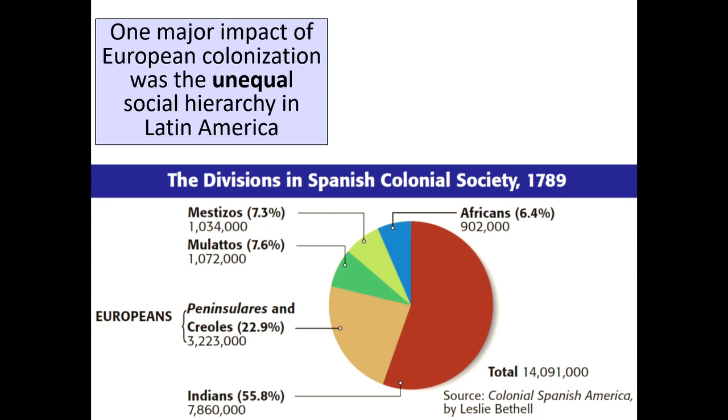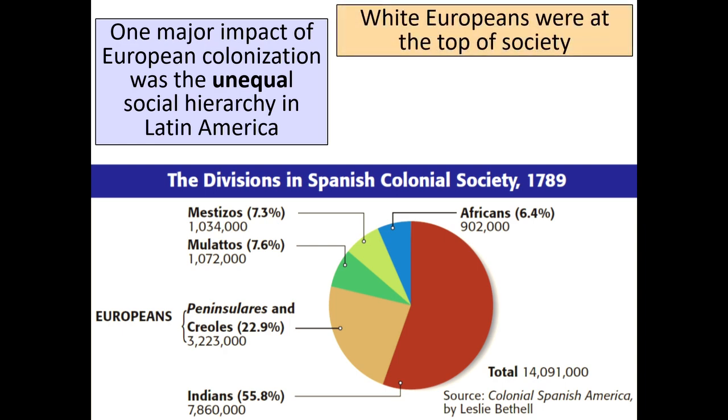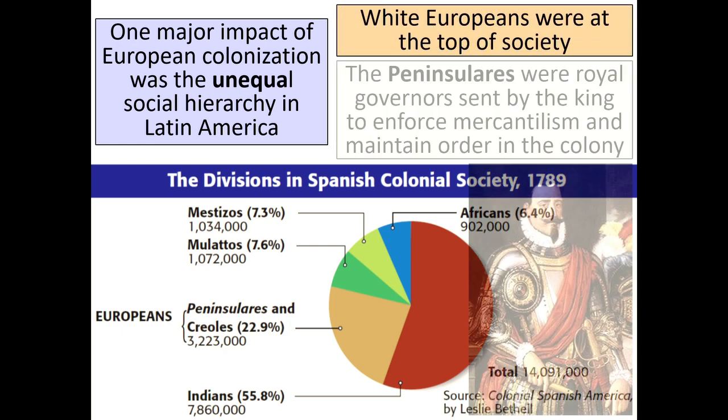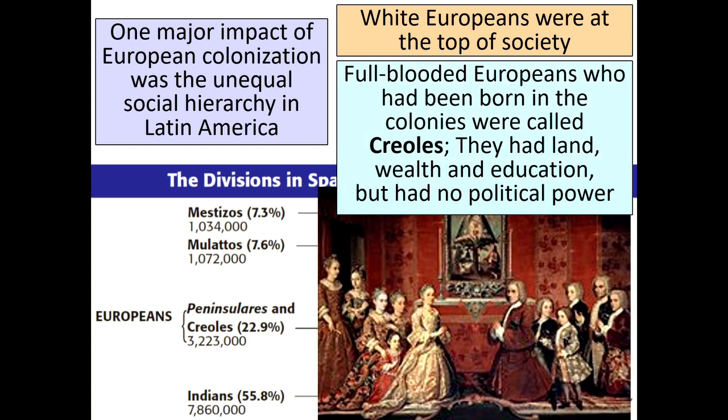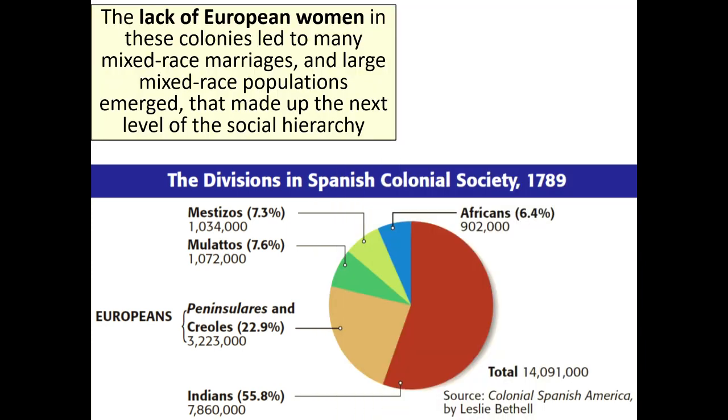One major impact of European colonization was the unequal social hierarchy in Latin America, and we can see that on this pie chart here, and let's just break down a few categories. White Europeans were at the top of society. The Peninsulares were royal governors sent by the king to enforce mercantilism and maintain order in the colony. Full-blooded Europeans who had been born in the colonies were called Creoles. They had land, wealth, and education, but no political power. The Peninsulares had all of that.